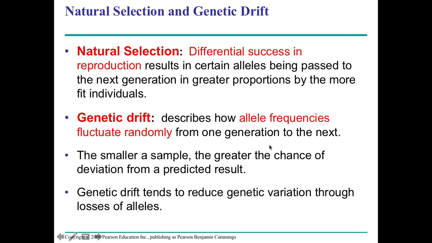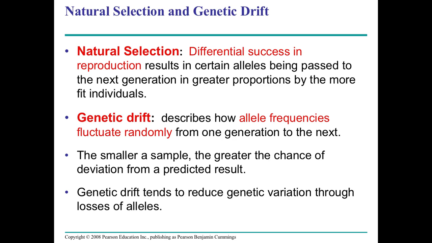So natural selection is basically success in reproduction. Okay, so if you are successful in your environment, it's going to bring about certain alleles to the next generation. So if you're more fit, obviously you're going to have more babies. Your babies are going to have the traits that you have and change the population that way.